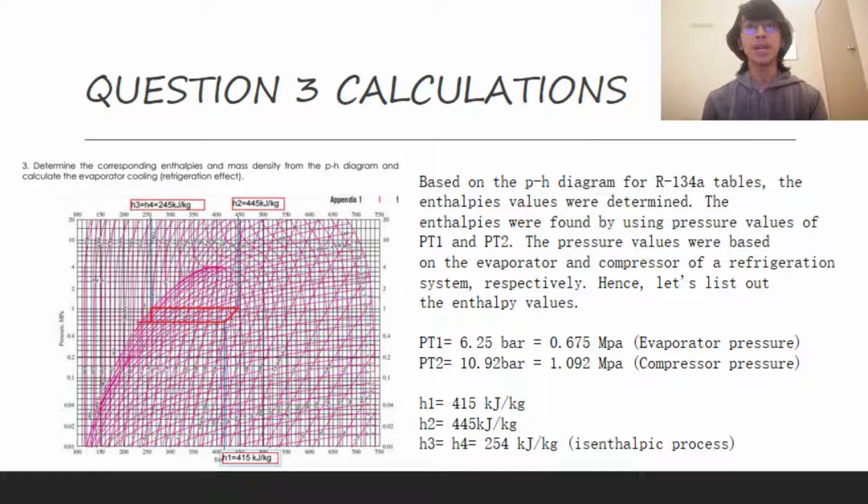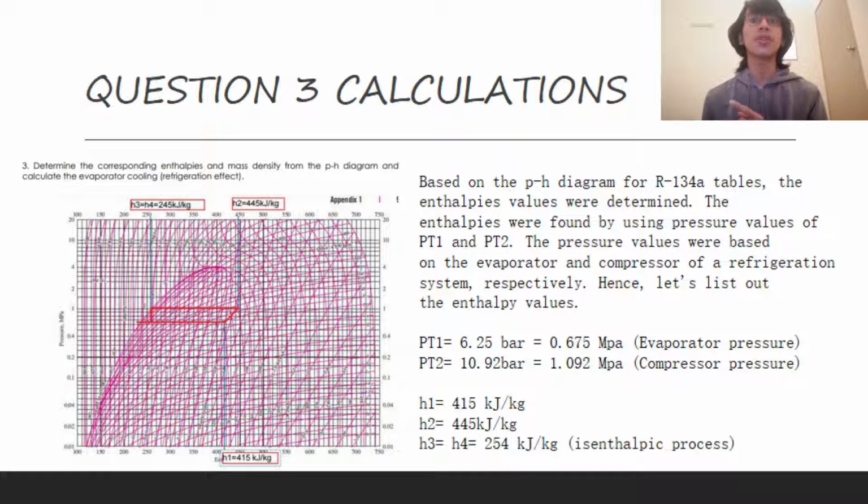Based on the pH diagram for R134A tables, the enthalpy values were determined. The enthalpies were found by using pressure values of PT1 and PT2. The pressure values were based on the evaporator and compressor of a refrigeration system, respectively. Hence, we will list out the values: PT1 is 0.675 megapascal, which is the evaporator pressure, and PT2 is 1.092 megapascal, which is the compressor pressure.